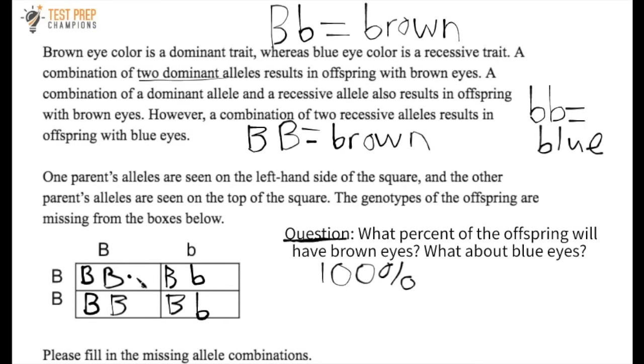And in each combination, we see it's either going to be two big alleles, meaning two dominant alleles, or a dominant and a recessive allele. But we know that a dominant and a recessive allele is still going to be brown. And we don't see any cases where we would have two little Bs or two recessive alleles. So we know that the percent that will have blue eyes is going to be zero.